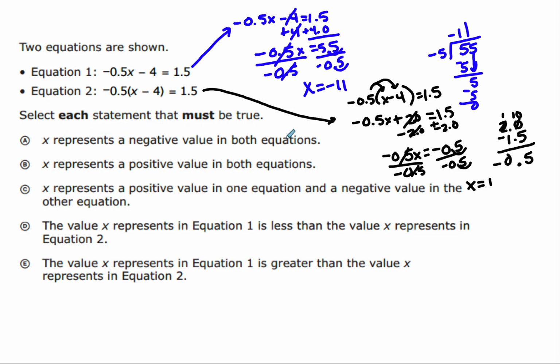X is negative in both. No, it's only negative in one. X is positive in both. No, it's only positive in one. X represents a positive value in one and a negative in the other. Okay, yep, see, that's correct.